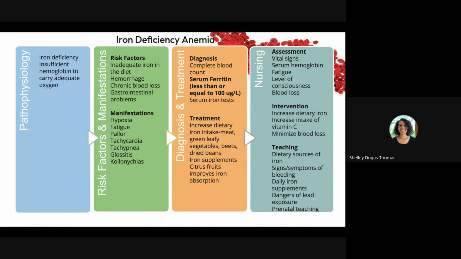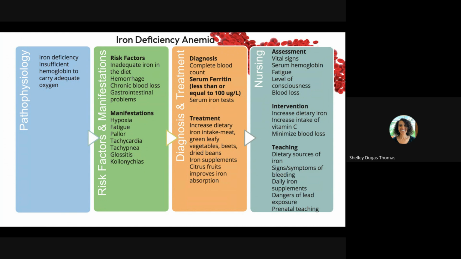So, some of the risk factors are dietary insufficiencies, blood loss, lead exposure, and also pica, which is craving non-food items. Often you'll see this in children or pregnant women. So, you may talk about that in your maternal child class. Some manifestations include fatigue, pallor, tachycardia, tachypnea, and shortness of breath.